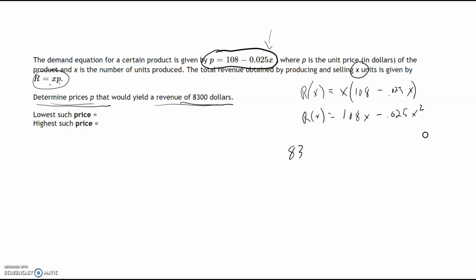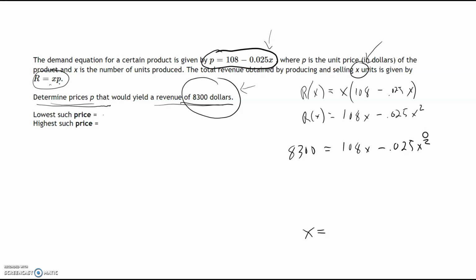So let me try to explain that again. They're saying that if the revenue is 8,300, then if I solve this equation, they're giving us the output for our revenue function. If I can solve this equation, then I will have a value for x that gives me how many units will give us a revenue of 8,300. And then we'll have to go back to price by plugging this back in. Okay, so it's a little tricky.